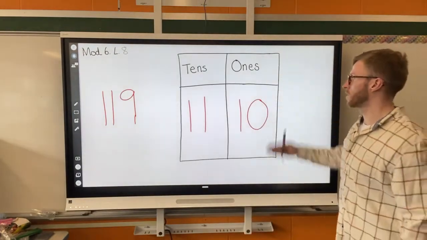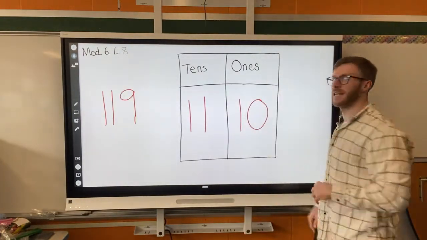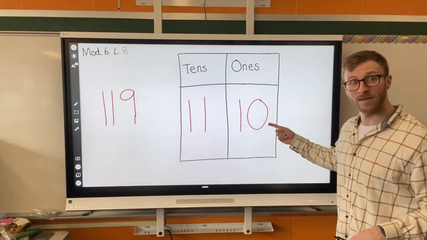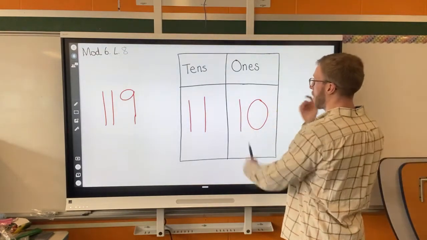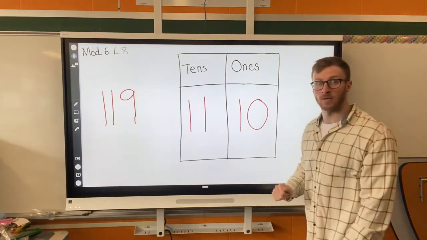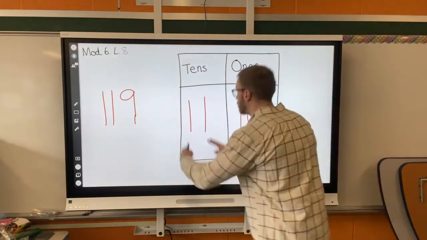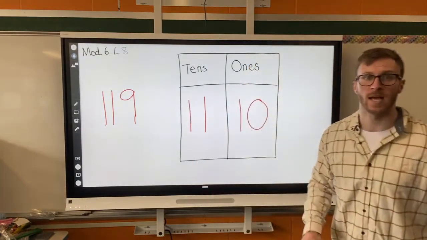Well, let's look at my ones chart. I had 9 and I have 10 now. What did I just make? I made a group of 10, right? We can see it. There's 10 right here. We can't have 10 in the ones place. We can only have as high as 9. We need to take this 10, shift it over into here with our other groups of 10.